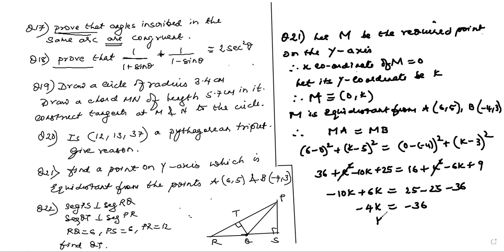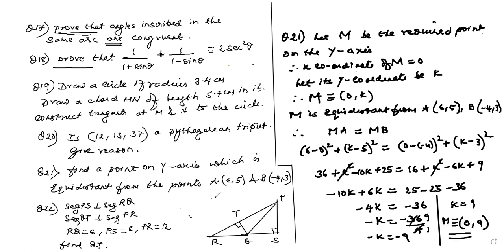So k is equal to 36 upon 4, which is 9. So minus k is equal to minus 9. Therefore, k equals 9. What is the value of k, children? k equals 9. Therefore, what is the required coordinate? The coordinate of M is (0, 9). This is the answer, children.